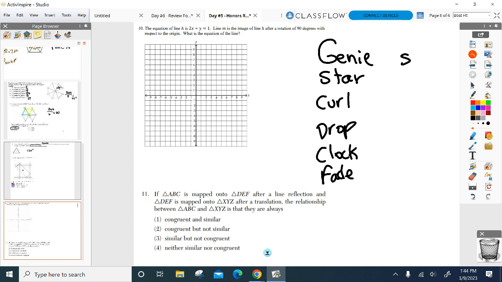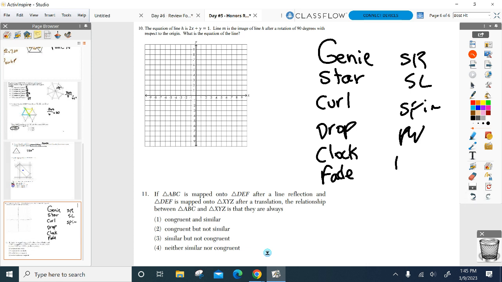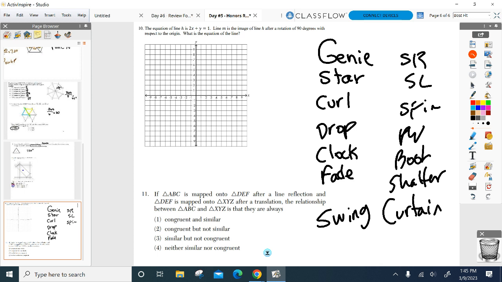Slide right. Oh my God. Slide left. Spin. Drop it. Buck. Shatter. Swing. Pinwheel. White. 2, 1. Last ones. Q. We're closed. Here we go. Genie. Stars.